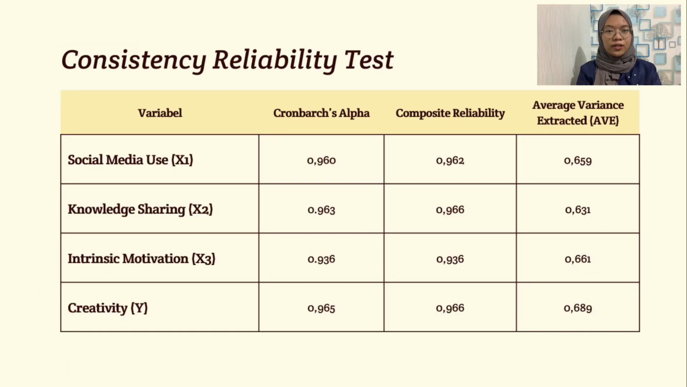The following are the results of the consistency reliability calculation. Consistency reliability consists of two, namely the calculation of Cronbach's alpha and composite reliability, both of which use criteria greater than 0.7. In addition, the average variance extracted value can also be used as a validity calculation with a criteria greater than 0.5. Based on these results, we can see for ourselves that the data in this study is reliable and valid because it meets the criteria.